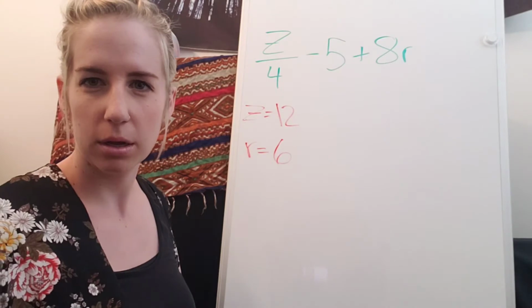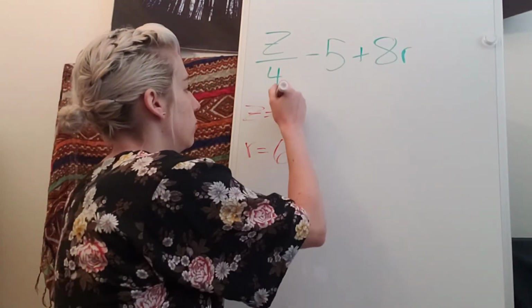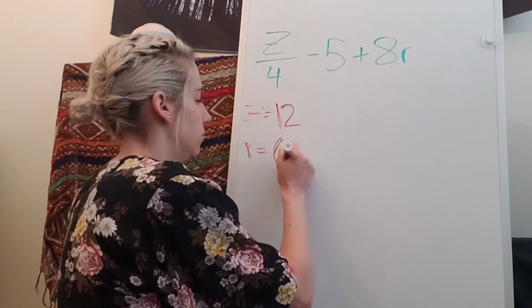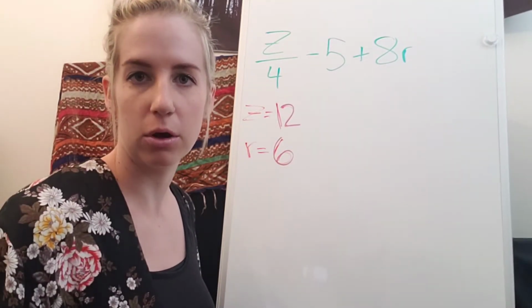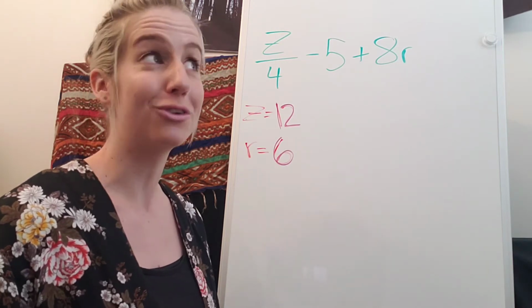Can you see that okay? So probably could be a little darker. All right, so z is equal to 12, r is equal to 6. Figure this one out on your own if you can, and then we can compare answers, which I will do right now.